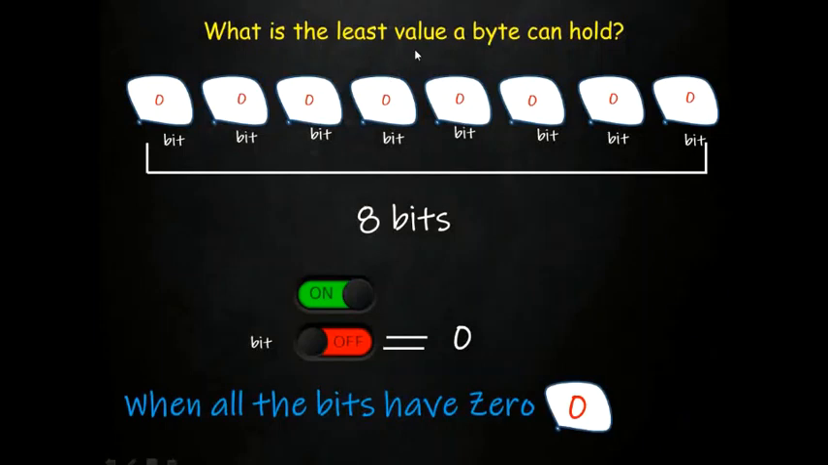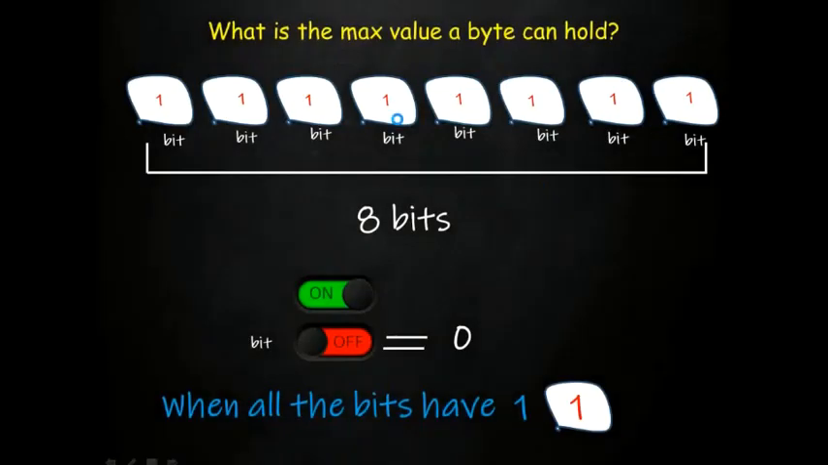So what is the least value a byte can hold? The least value a byte can hold is when you set all of them to zeros. And what is the max value a byte can hold? The max value a byte can hold is when all the bits are set with 1.